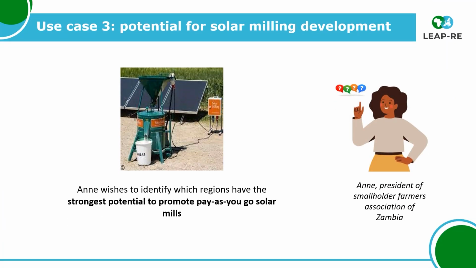A third use case that we would like to bring in this online training using the RE4AFAGri dashboards concerns, again, Anne, who we already met in the first example, the president of the Smallholder Farmer Association of Zambia. But in this case, she wishes to identify which regions have the strongest potential to promote pay-as-you-go solar mills, as the one you can see in the picture to provide an example. That is to say, milling machines that can be powered by solar, that is to say, off-grid.